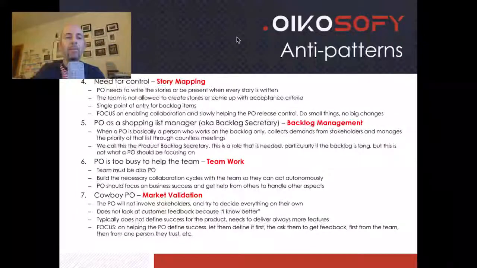Then also the product owner as a shopping list manager, also known as the backlog secretary. And this relates to how we manage the backlog. So in this anti-pattern, the PO is basically a person who works on the backlog only. He collects demands from multiple stakeholders and just writes things in a backlog. And we call this the product backlog secretary anti-pattern also, because this is a role that is needed. I mean, somebody needs to do this, right? Somebody needs to collect data and put it in the backlog. Somebody needs to manage the size and the quality of the items in the backlog.